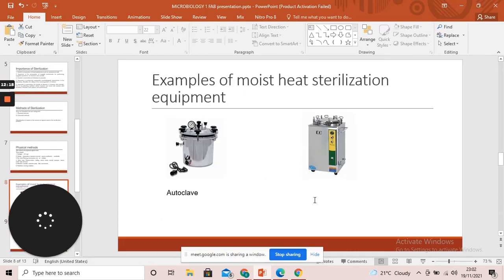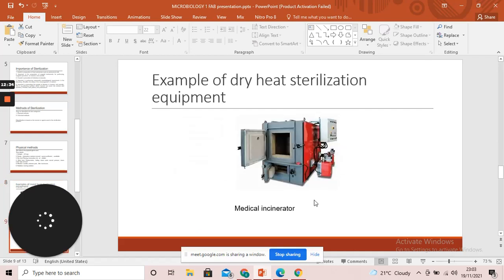sterilize equipment. That is a picture of moist heat sterilization equipment. That is an autoclave. One is the one which is commonly used, the other is a bit advanced. That is a medical incinerator, which is an example of dry heat sterilization method.